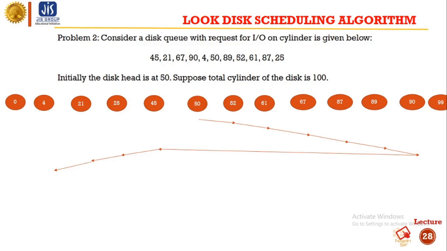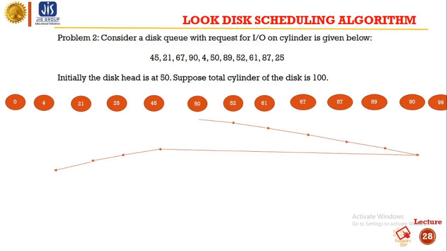Okay, so this is how we will do the LOOK disk scheduling. Suppose we move in the opposite direction, what will happen? Then we will start from 50. From 50 we will move to 45.